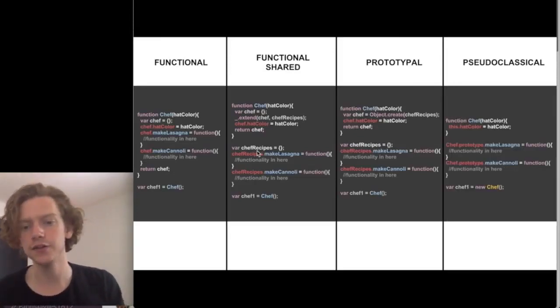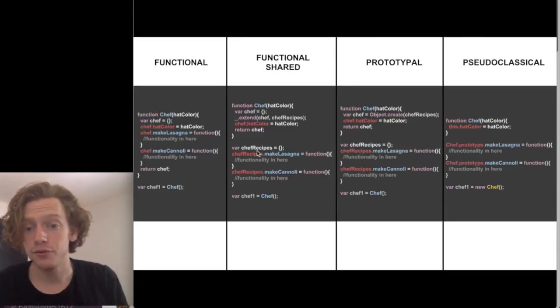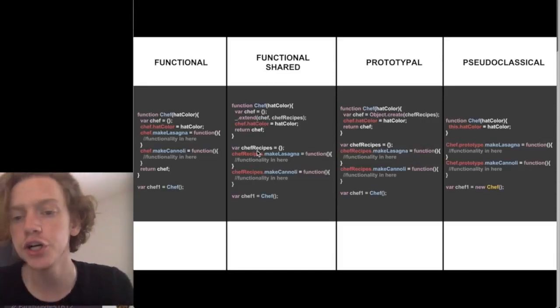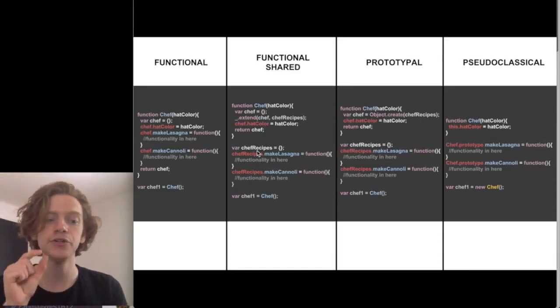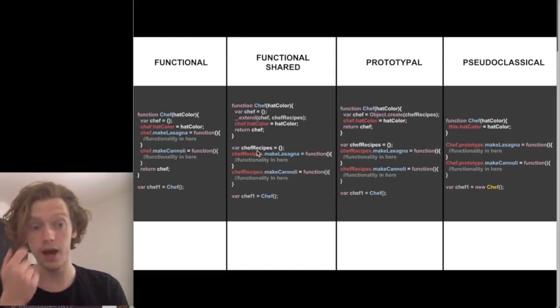Finally, on Pseudo-Classical, again, same functionality as Prototypical, just less code. We don't write var chef equals object.create. We don't write that at all. We don't even write a return, because that's what the keyword new does, which we use on instantiation. And instead of storing recipes on a shared object we create, we just store them on the pre-existing .prototype object.